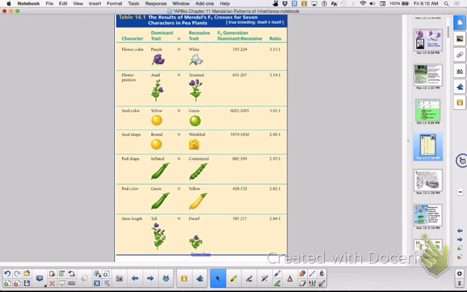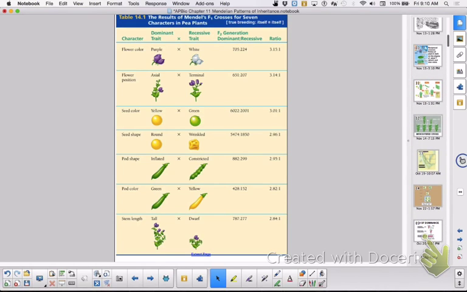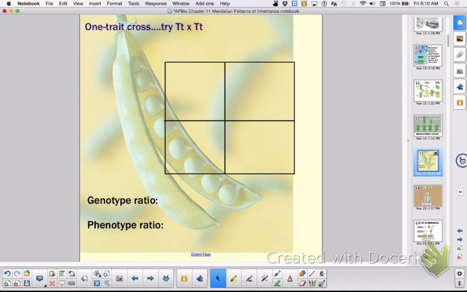When you would cross a tall pea plant versus a short pea plant, a true breeding tall pea plant versus a true breeding short pea plant, I'm going to jump ahead just because I know you can handle it. Okay? All right? Do you know what this is? A Punnett square. Okay? So don't worry about this right here.